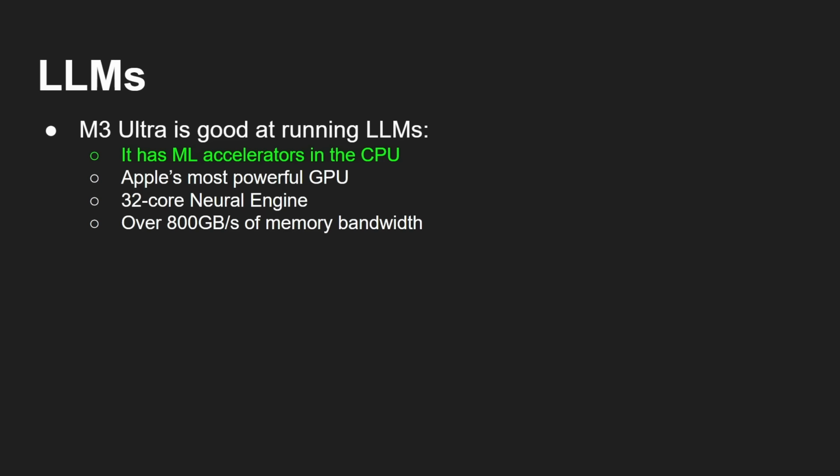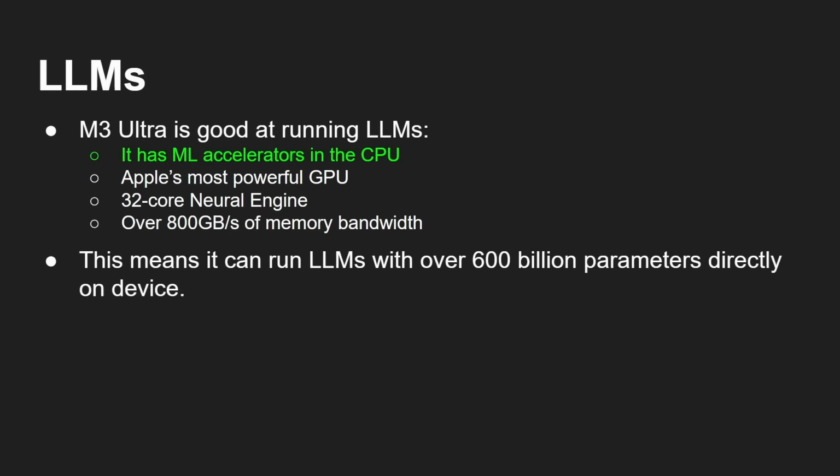And here you've got over 800 gigabytes per second of memory bandwidth. Now that means, and this is according to Apple, you can run an LLM with over 600 billion parameters. When I've been doing things here on this channel, we're running ones with 9 billion parameters, 3 billion parameters, or I might bump up to 14 billion parameters. 600 billion parameters directly on device, so not up in the cloud, but directly on your device.